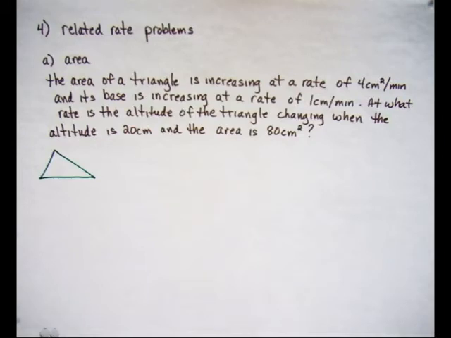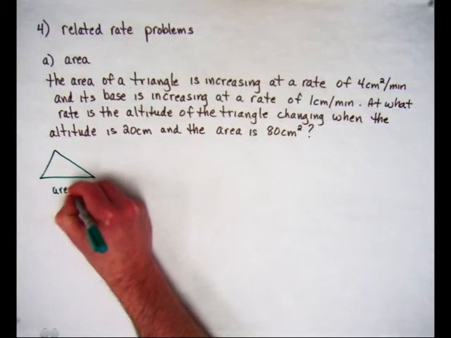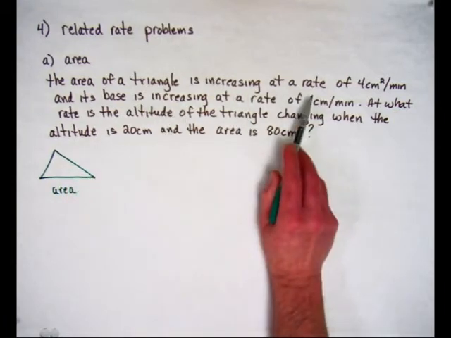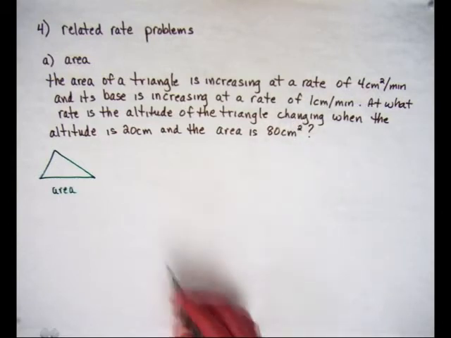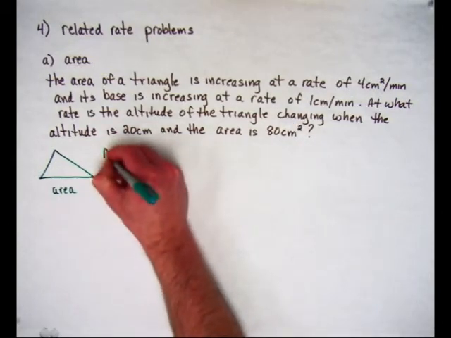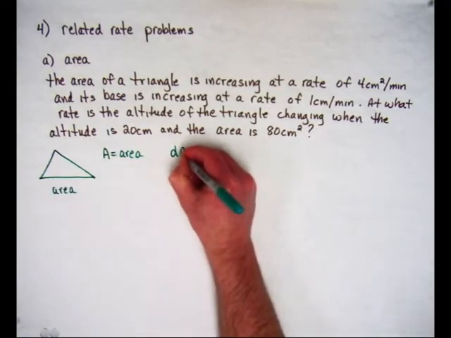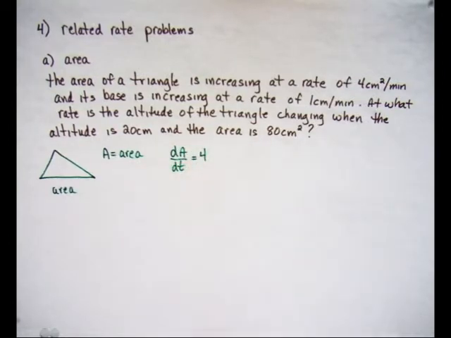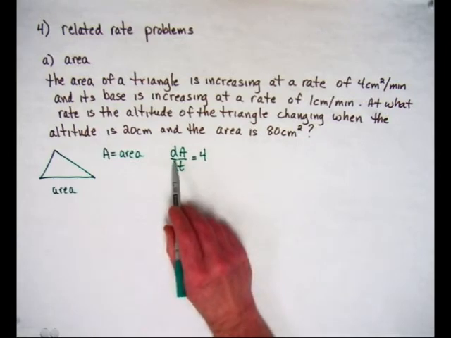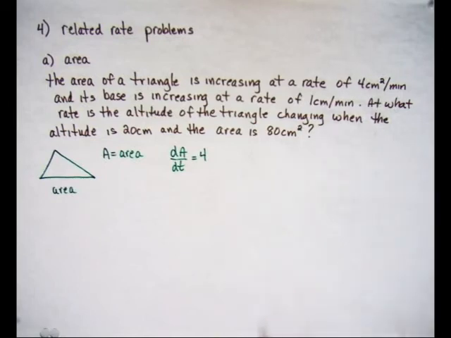It says the area of a triangle is increasing. So obviously we're referring to the triangle's area. And the area is increasing at a rate. When you see that phrase increasing at a rate, you know you have a derivative. And so if we let the area be A, then we know that dA/dt is 4. The dA/dt being the rate of change of area with time. You can always tell by your unit. Centimeters squared per minute is the area unit over time.